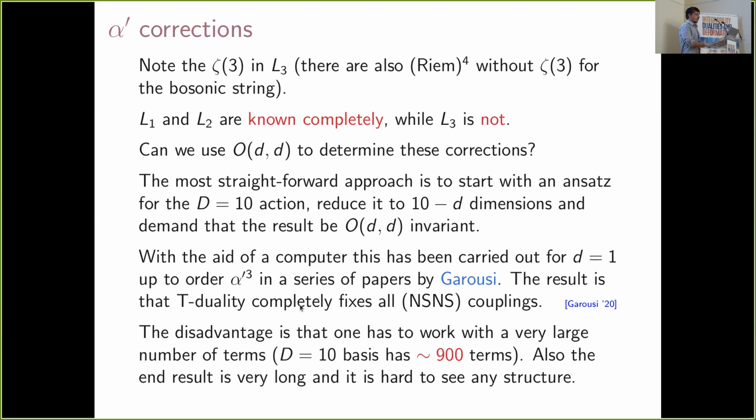So that was shown at order alpha prime cubed late last year. But the disadvantage of that approach is that you have to deal with a very large number of terms. So basically you have to do it on a computer.